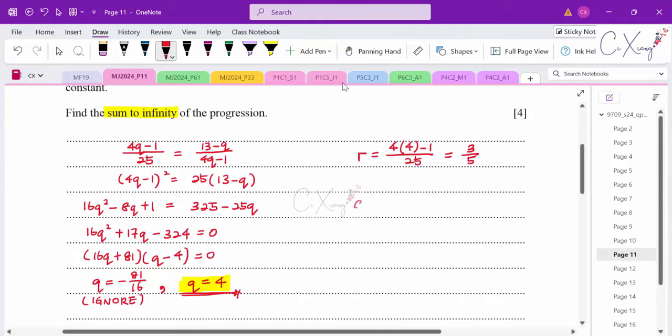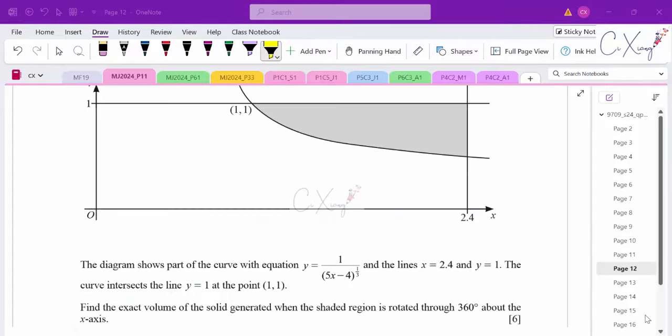Then only can you start finding the sum to infinity. The formula is A over 1 minus R. What's my A in this case? It will be 25. And then you take 1 minus 3 over 5. Try to simplify it and you'll get the answer 125 over 2. Okay, so this is how we solve this question.